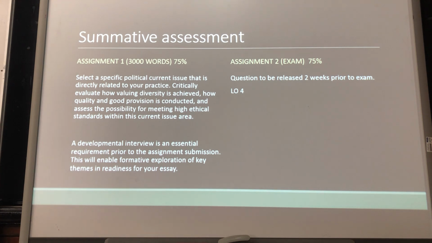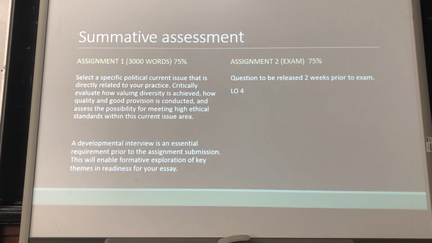Okay, right, so what we have here is select a specific political current issue. What I've always argued is almost every issue, if not all issues, will have a political element to them. Any issue that you may think of will have a political side to it. Whether you're looking at children's mental health, there's a political argument. Once the government starts getting involved in the issue, it becomes a political issue. So almost everything that you're going to write about has a political element to it. But it's up to you to say why your current issue is political, right?